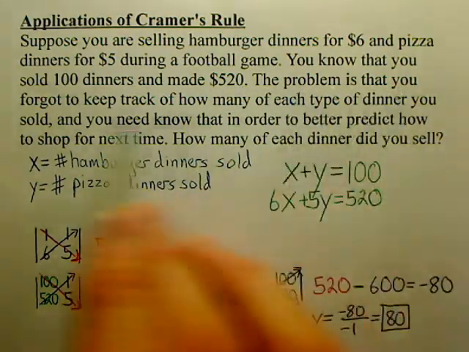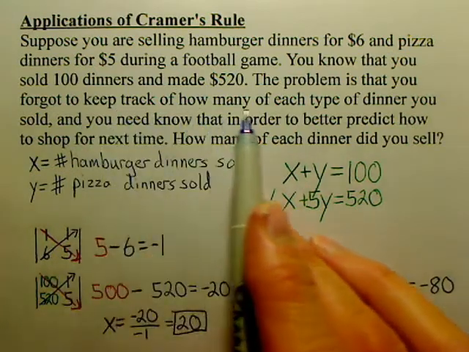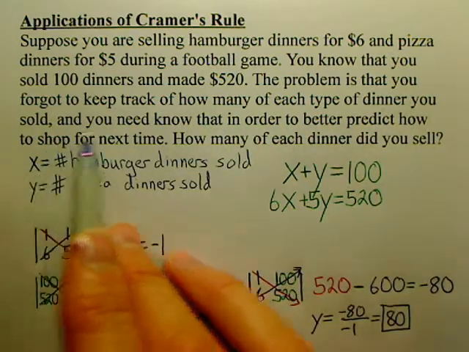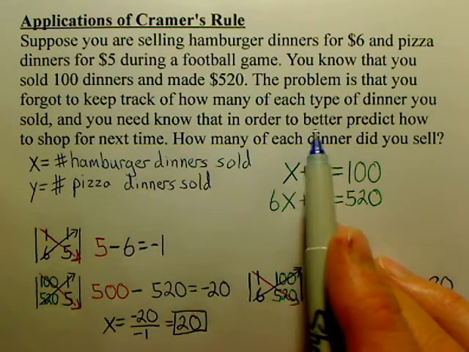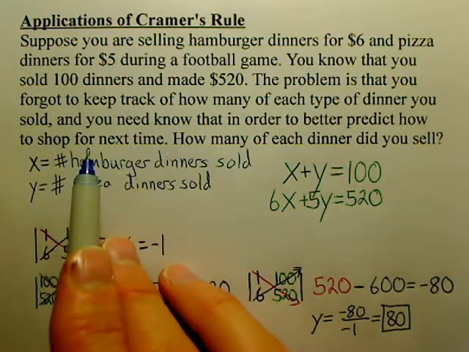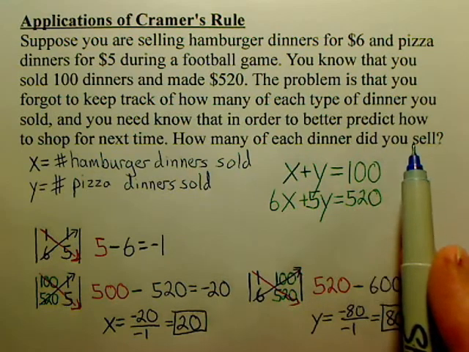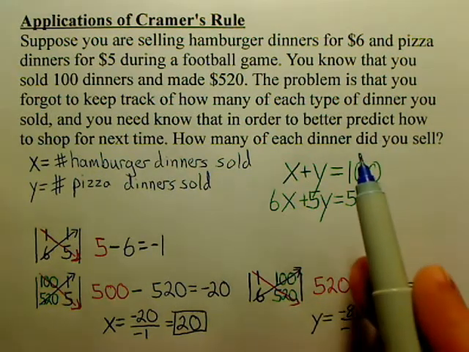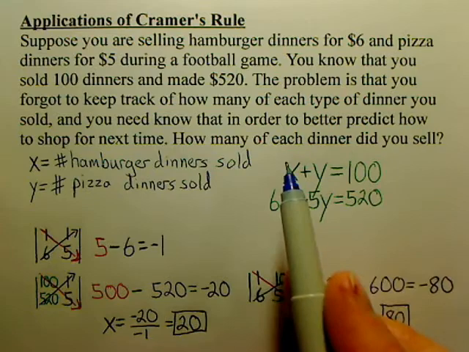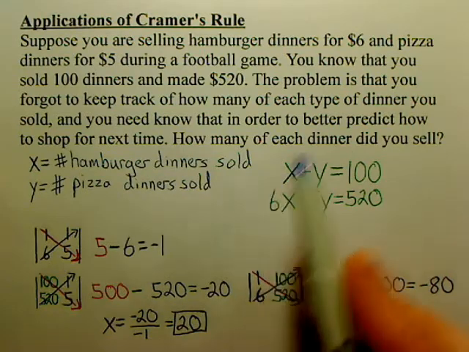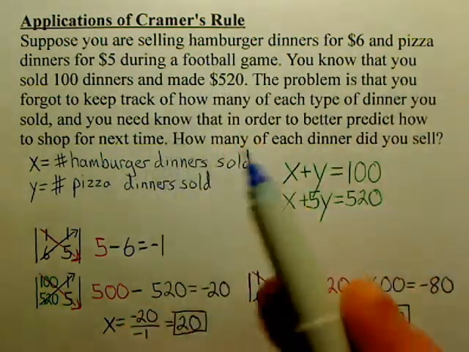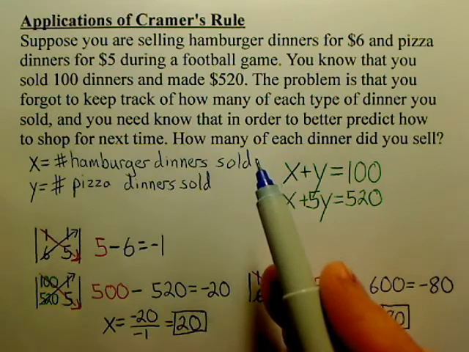The problem is that you forgot to keep track of how many of each type of dinner you sold. And you need to know that in order to better predict how to shop for next time. How many of each dinner did you sell? So you forgot to keep track and you need to know for shopping expenses next time. Did I sell more pizza? Did I sell more hamburgers? What did I sell more of? So we've got to work backwards.